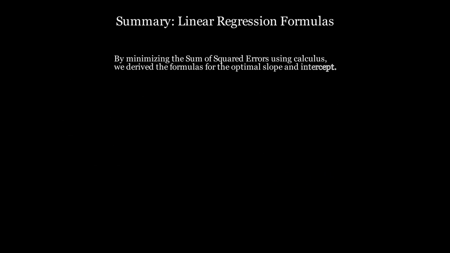Let's summarize what we've accomplished. By defining a cost function based on the sum of squared errors and minimizing it using calculus, we have successfully derived the closed-form solutions for the parameters of a simple linear regression model. The slope, m, is calculated using the sums of x, y, x squared, and the product x times y. And the intercept, c, is easily found once we know the slope, using the means of x and y. These equations, known as the normal equations for simple linear regression, provide a direct way to find the line of best fit for any two-dimensional data set.